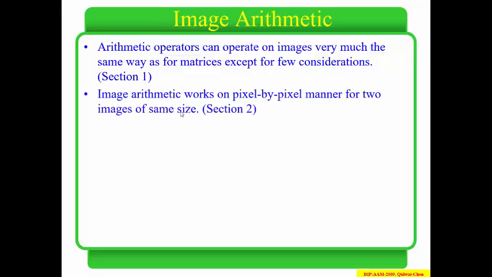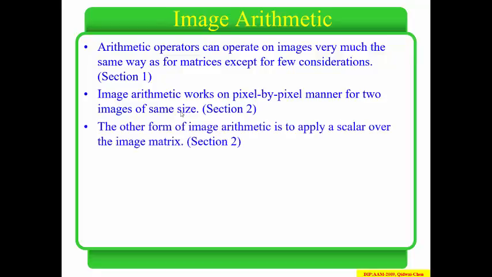Another thing here, we say that the image arithmetic works in a pixel by pixel manner for two images of the same size. So for example, if I want to add two images together, each two corresponding pixels with respect to their locations will be added together, okay? Or subtracted, or multiplied, okay? Or maybe divided, as we'll see in the coming examples.